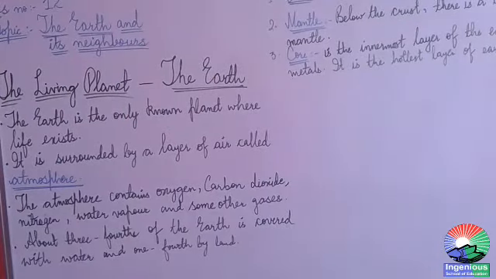Students, atmosphere contains various gases: oxygen, carbon dioxide, nitrogen, water vapor and some other gases. Oxygen is needed by living organisms to survive. Human beings and animals breathe in oxygen and require it for surviving on the earth, whereas carbon dioxide is utilized by the plants for doing photosynthesis. So these important gases are present in the atmosphere.